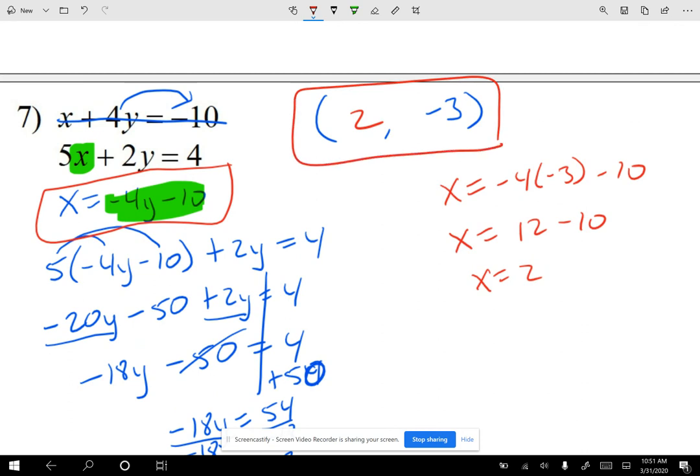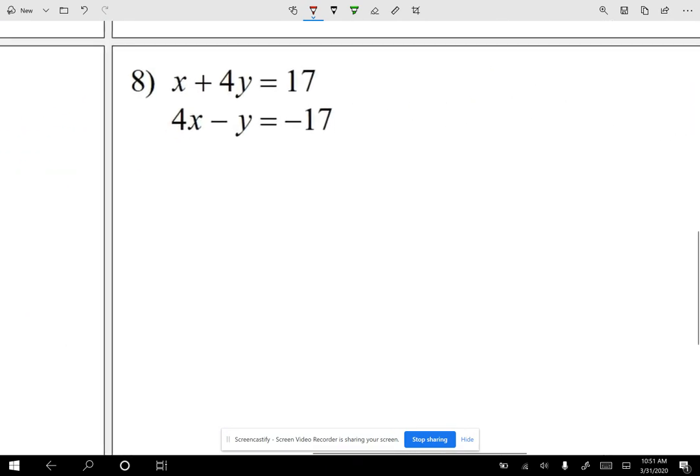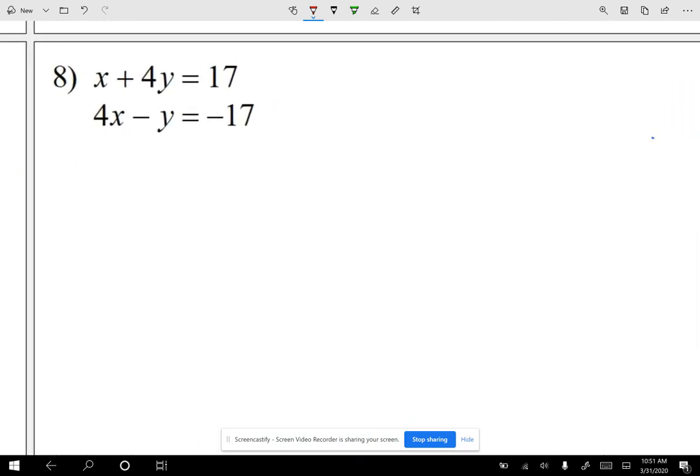Now let's take a look at number 8. Now we can easily get the X by itself on the first equation. I'm going to move the 4Y over. So I have that X is equal to, moving this one over, -4Y plus 17.